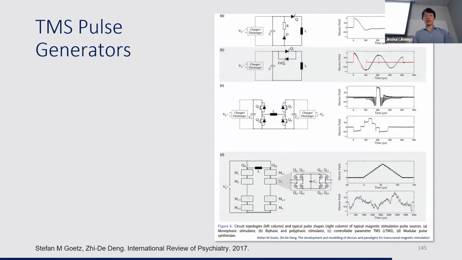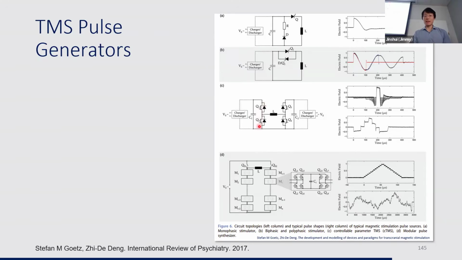And here is how state-of-the-art TMS pulse generators have evolved over the years. In type A and B, we have resonant-based circuits, essentially discharging a capacitor through an inductor, and they use thyristors, which can handle high current, but cannot be actively cut off. So the pulse shape is very limited. We get what we were given, we cannot control it.